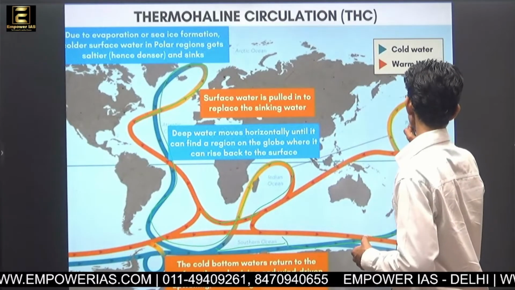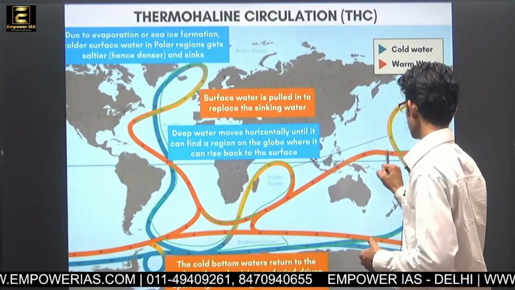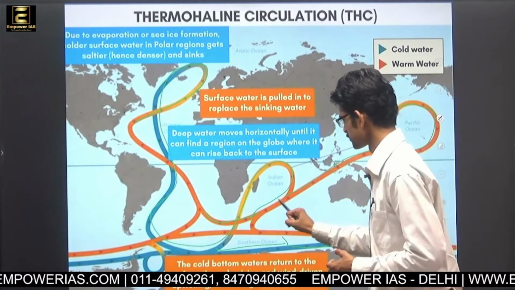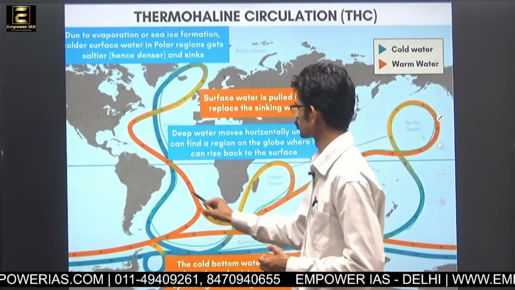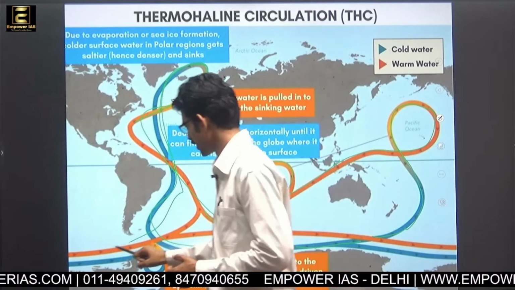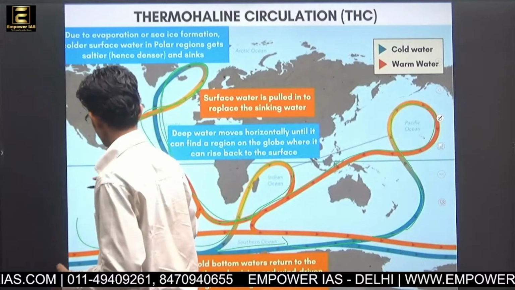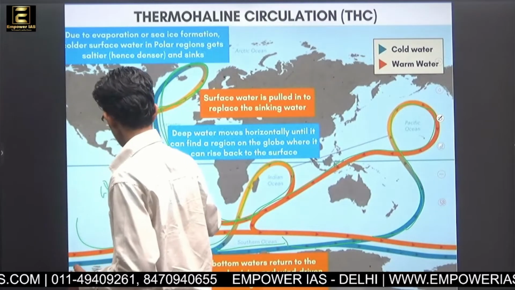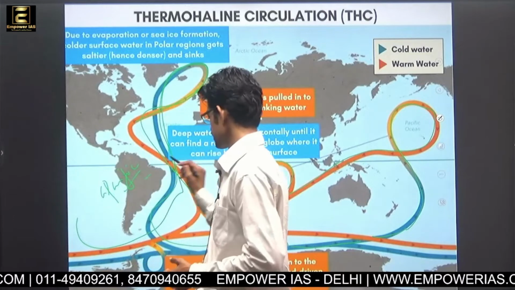Then this current takes a revolution, making an arc in the Pacific Ocean, comes down to the Indian Ocean and goes to the Atlantic Ocean, making again a fall down to the Pacific Ocean. You see how this current is moving inside the oceans.